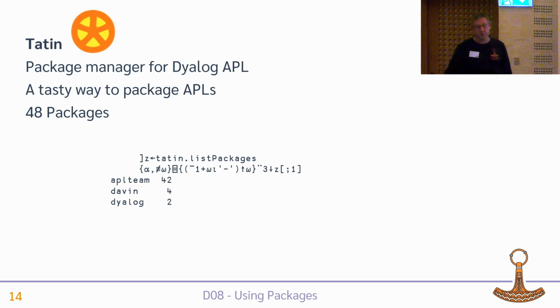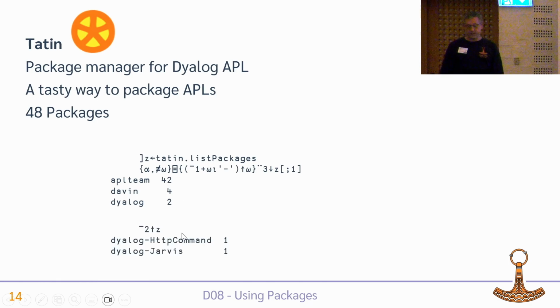There's a Tatin user command to list all the packages, and it's still practical to write. There's only 48 packages, so you can write little defuns like that to find out that Kai wrote 42 of them, and Davin Church 4 of them, and then Dyalog 2 of them. Here are the 2 Dyalog ones. And if in a year's time this number is still 2, I may decide to take early retirement. So my career is in your hands, guys.